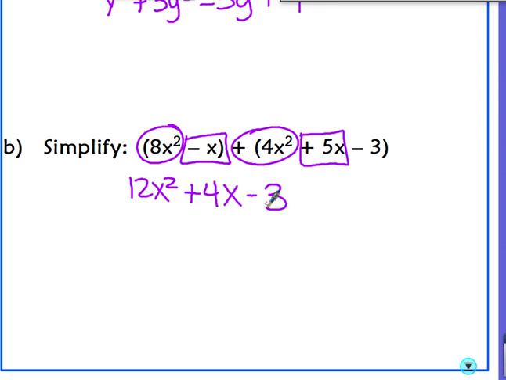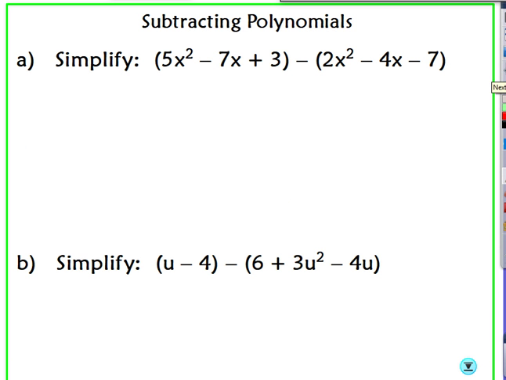Check your answers for these two problems. When subtracting polynomials, there is one extra step that you must do before you can combine. That extra step is to distribute the negative 1 that's sitting in front of the second parentheses.